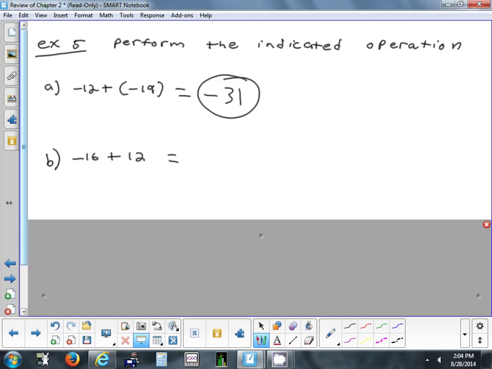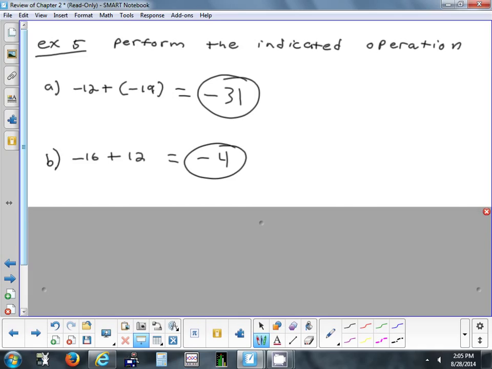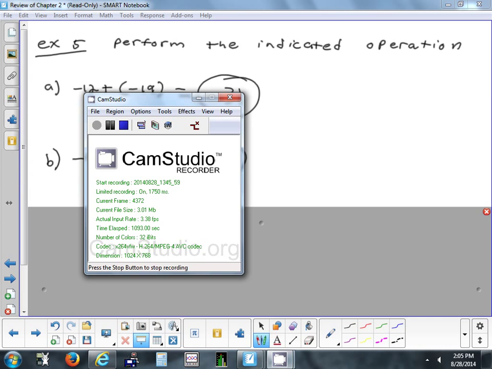Okay, look at 16, look at 12. Which one's larger? 16 is larger. What's the sign in front of 16? Negative. That's how we know this is going to be a negative. Okay, so I like to write it down right away. Now what is 16 take away 12? Yep, 4, and then take the sign of the larger number. Any question on that? Okay, so we'll give you guys a second to copy that rule.